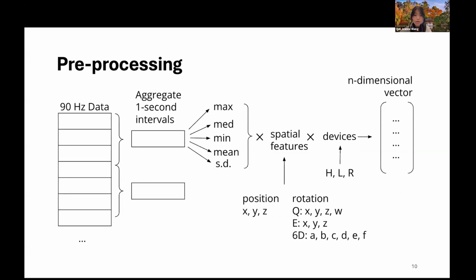Now, in order to prepare our data for the machine learning experiments, we had to pre-process it with this pipeline. We started out with the raw participant data collected at 90 frames per second, and then aggregated them into 1-second intervals. And then from there, we calculated 5 summary statistics for these intervals. These included the maximum, the median, minimum, mean, and standard deviation. We then used this to compute the n-dimensional vector, which is fed as the input to our machine learning models. And n is the product of the 5 statistics by the number of spatial features by the number of devices we are examining.